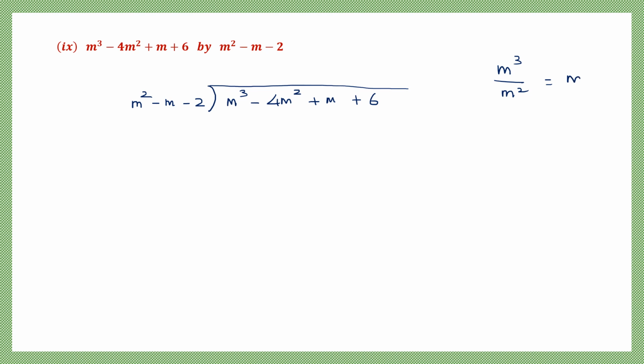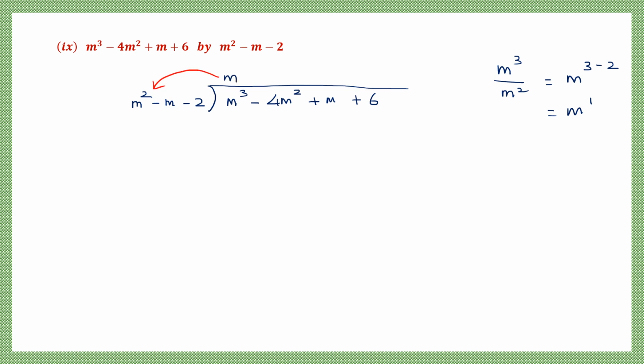Question 9. So here also we have a polynomial by a polynomial. Let's write down the dividend inside. We have m to the power of 3 minus 4m² plus m plus 6. And our divisor is m² minus m minus 2. So take the first term of the dividend and the first term of the divisor and divide. This becomes m to the power of 3 minus 2, which is m to the power of 1. So let's write m here and we begin our multiplication.